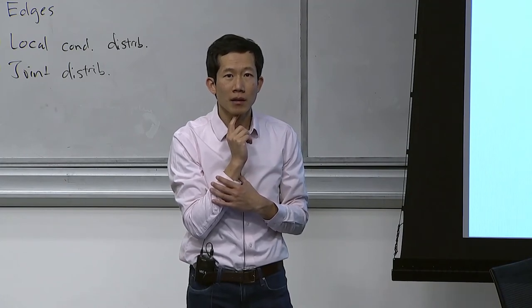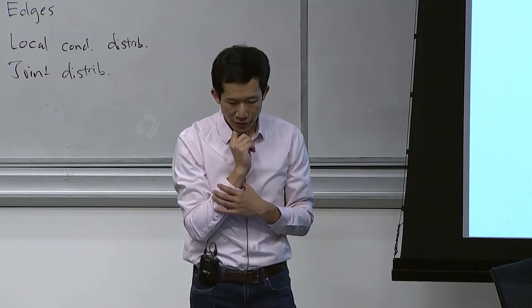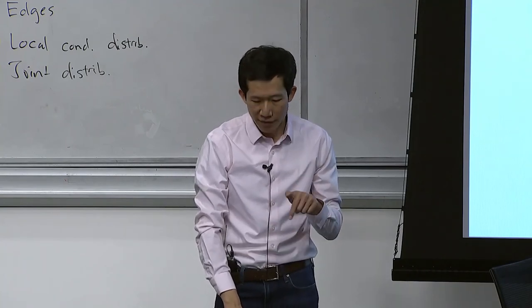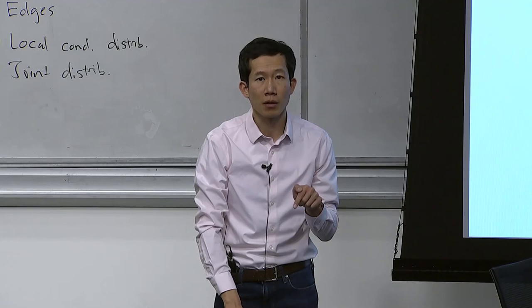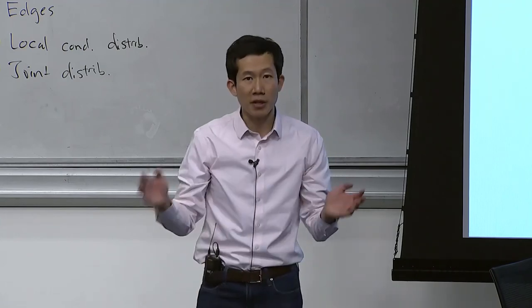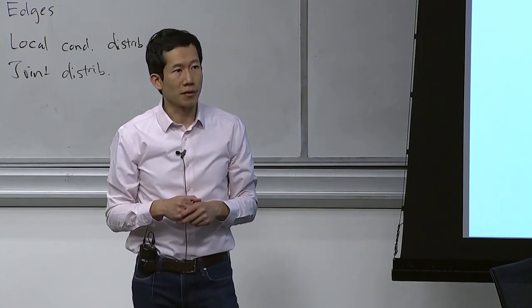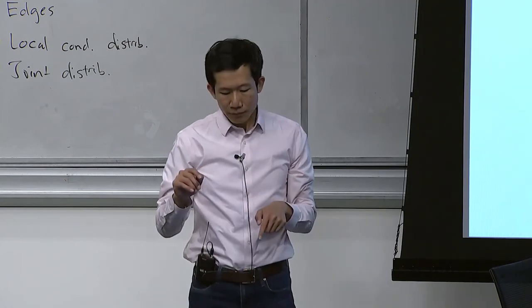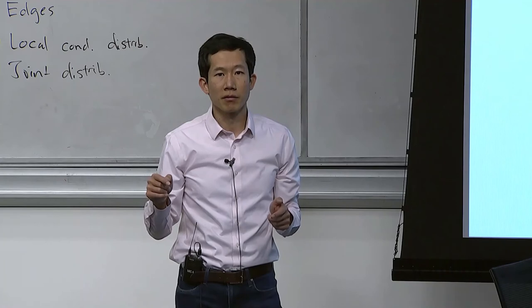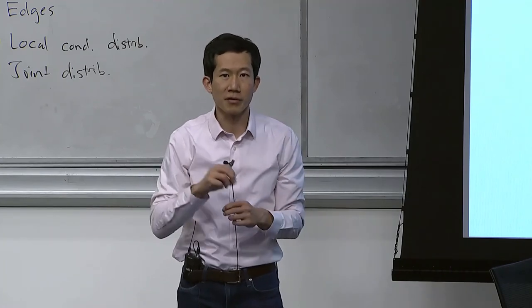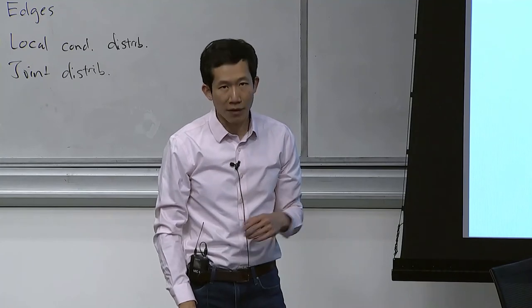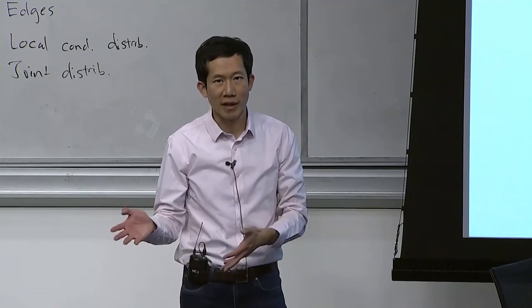Question: is this a way to specify a joint distribution, or a Bayesian network? So the question is whether this is a way of specifying a joint distribution. For probabilistic programming in general, every probabilistic program specifies a joint distribution over the random variables that you set in that program. And vice versa, if I have a Bayesian network, I can write down a probabilistic program.